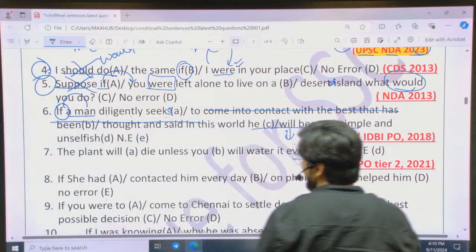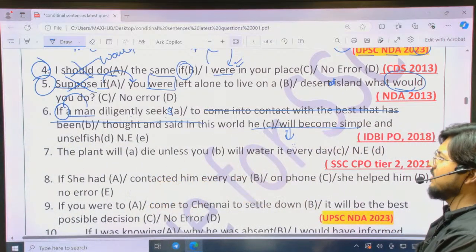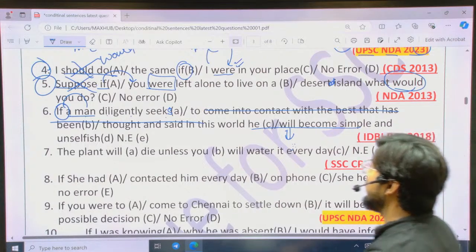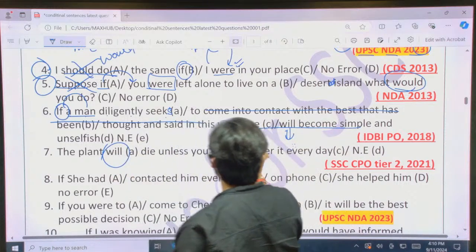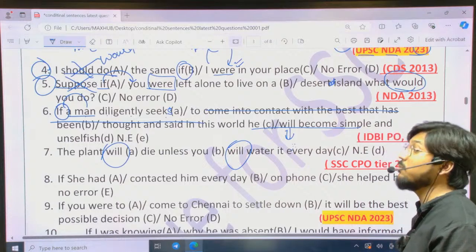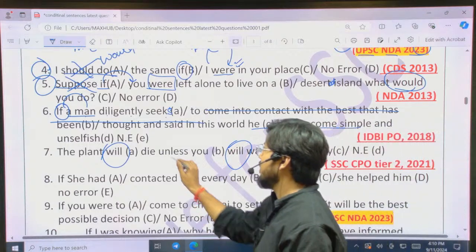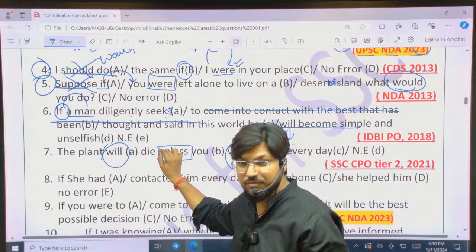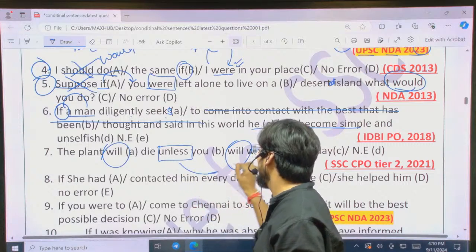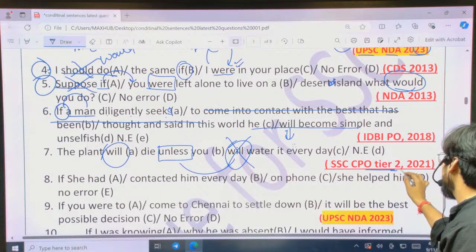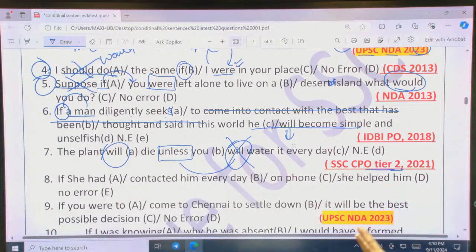Right? Question number 7, very easy. The plant will die unless you will water it every day. We don't use will twice, which needs to be removed. Unless is a conjunction, like if, like when, provided. This question has been asked. So the plant will die unless you water it every day.